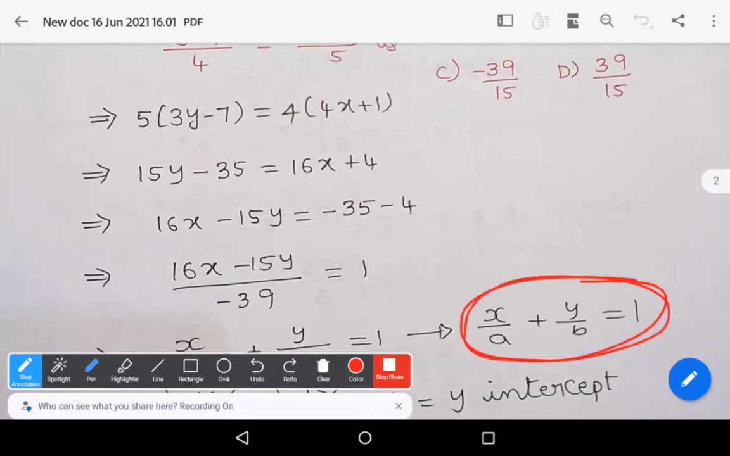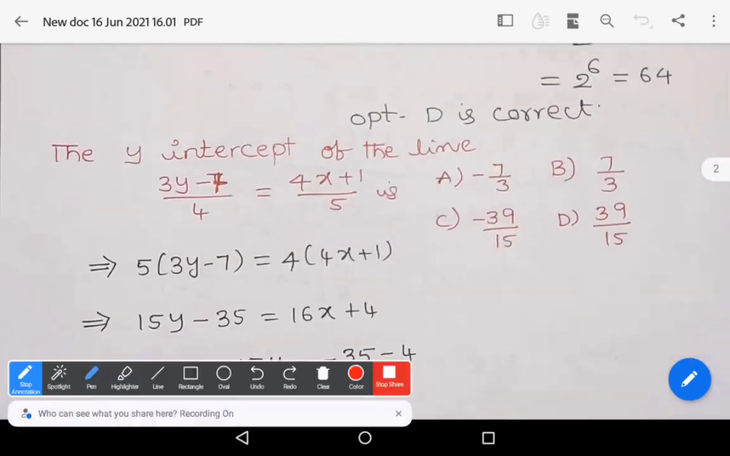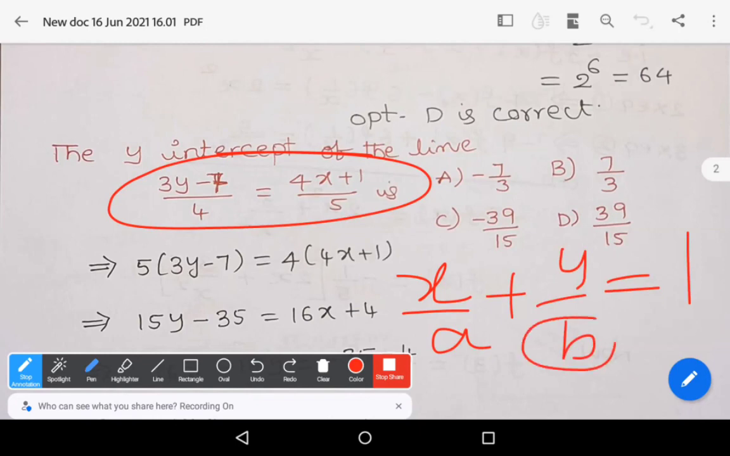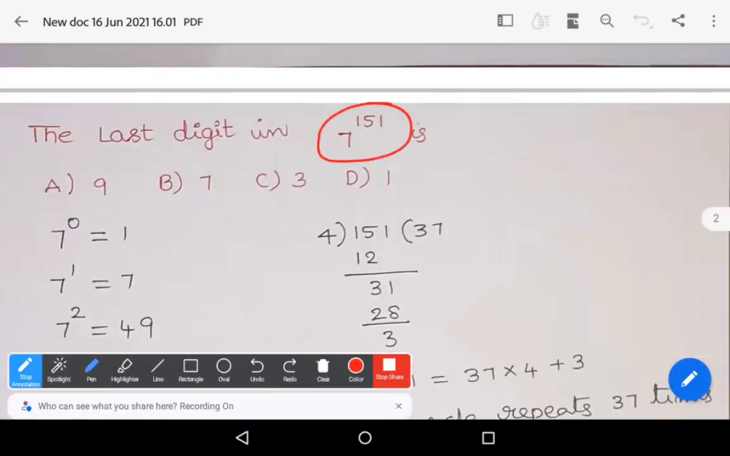The intercept form of the straight line is x by a plus y by b is equal to 1, where a is equal to the x-intercept, b is equal to the y-intercept. So you have to reduce the given equation into the form x by a plus y by b is equal to 1. Then b is your answer, which is given by option D. That's it. The next problem: the last digit in 7 power 151.